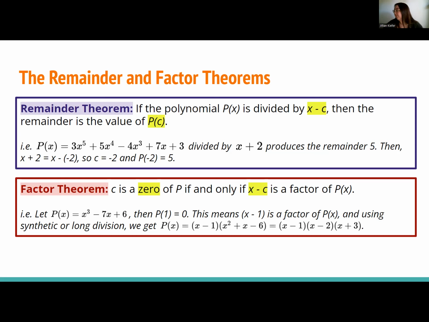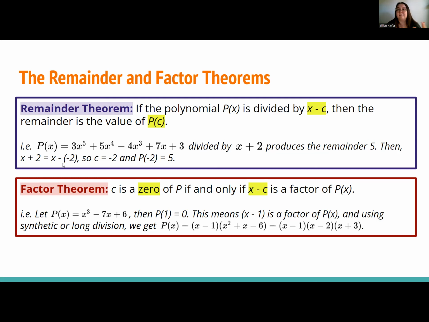So as an example here, we have p of x is equal to 3x to the power of 5 plus 5x to the power of 4 minus 4x to the power of 3 plus 7x plus 3. Very long. And we're going to divide this by x plus 2. The remainder in this case would be 5. So we would get this value of 5 by plugging in -2 into this equation for p of x.